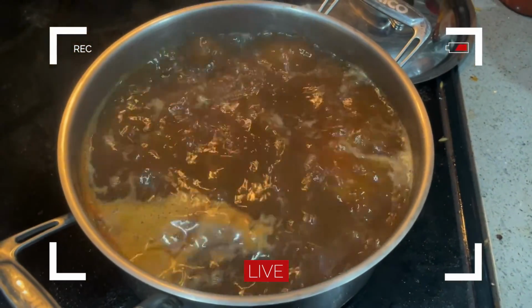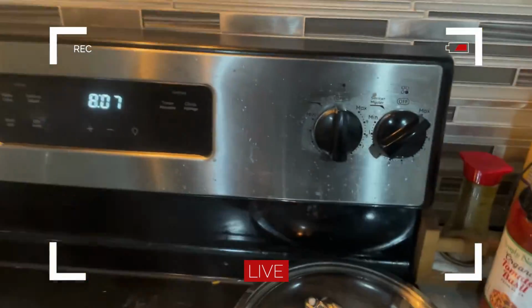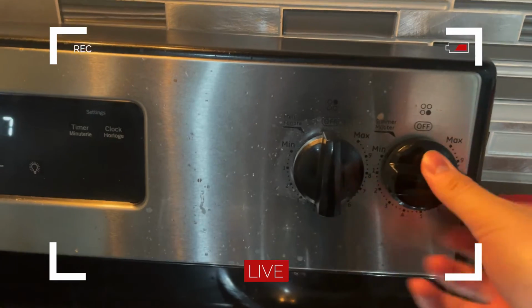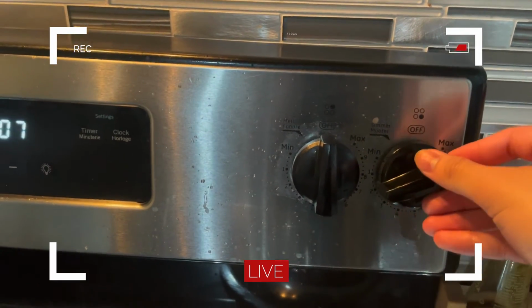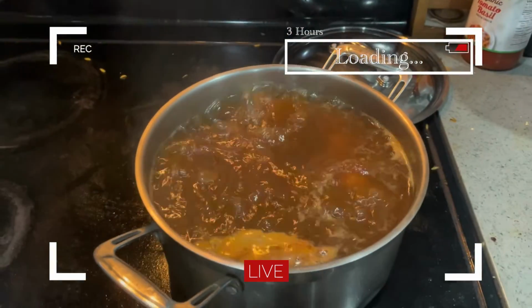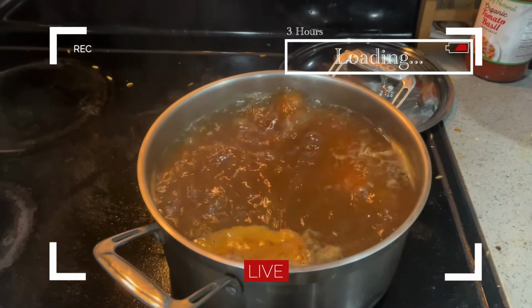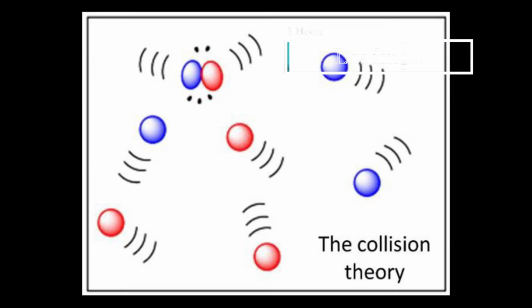Once the water starts to boil, reduce the heat to medium-low. We will be simmering this for 3 hours until the ribs are tender. This is a conduction heat transfer, as the stove directly heats the water, which heats the meat by colliding its water molecules with those of the pork.